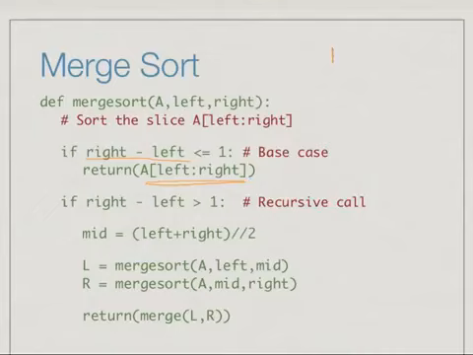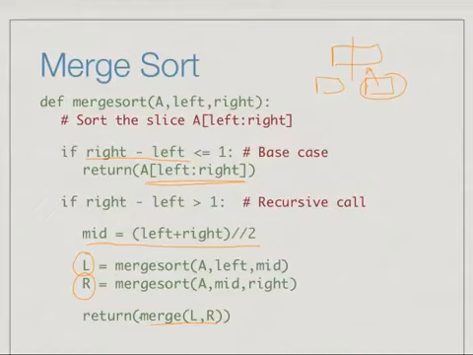Remember when we broke up something into 2 parts. At this point, we have to return the sorted version of this slice, not the entire list. So we have to return A from left to right if it's a base case. Otherwise, we find the midpoint. Then we recursively sort the portion from the left-hand side of the current slice to the midpoint and put it in L. Then we take the midpoint to the right, put it in R. And we use our earlier function merge to get a sorted list out of these two parts L and R and return this.